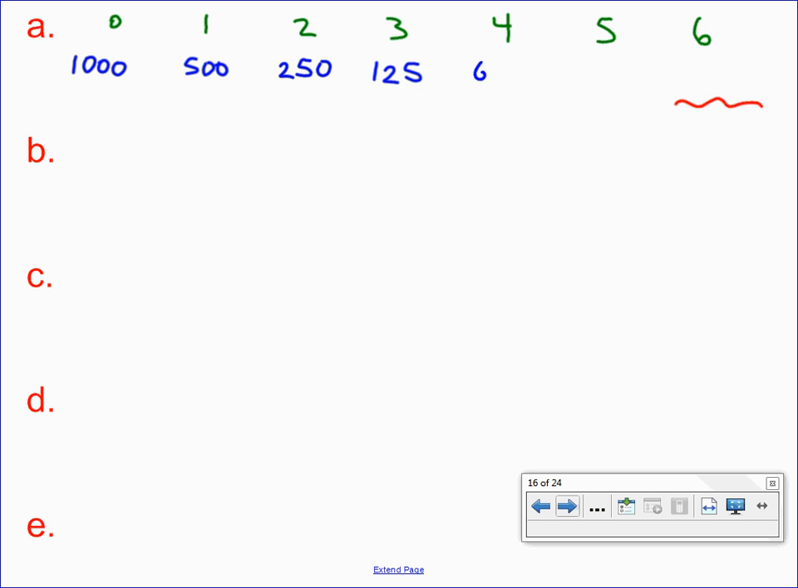Another half-life period down to 62.5. Lucky guess. 31.25. And finally, the answer we're looking for is the number of grams after 6 half-life periods have passed. So that would be down to 15.625.